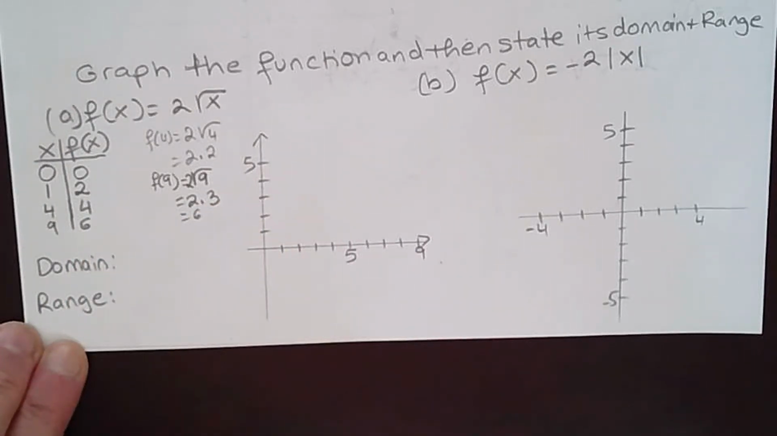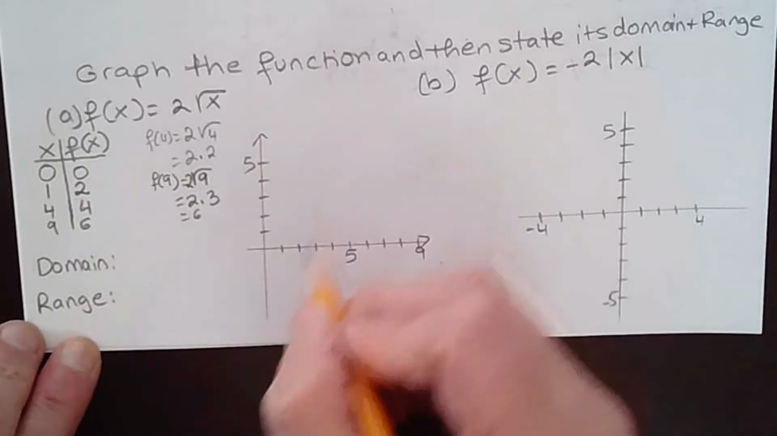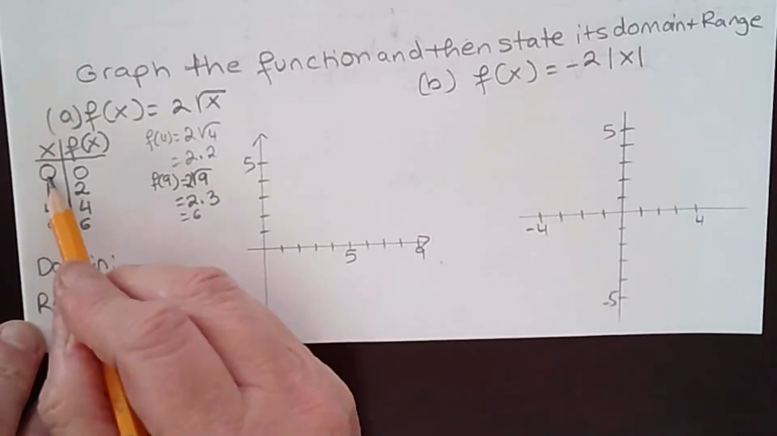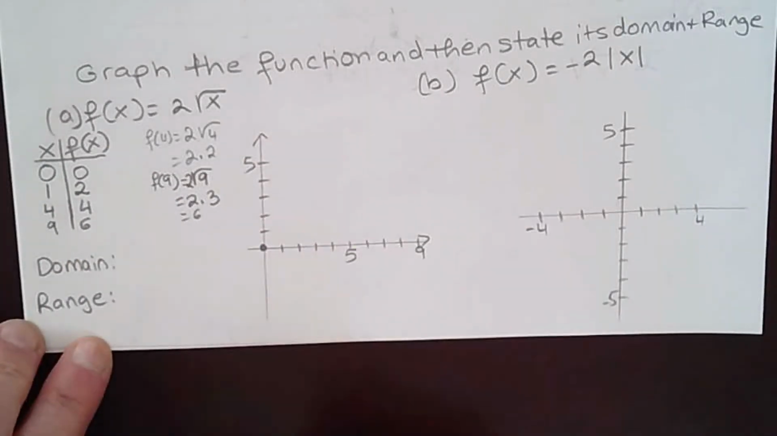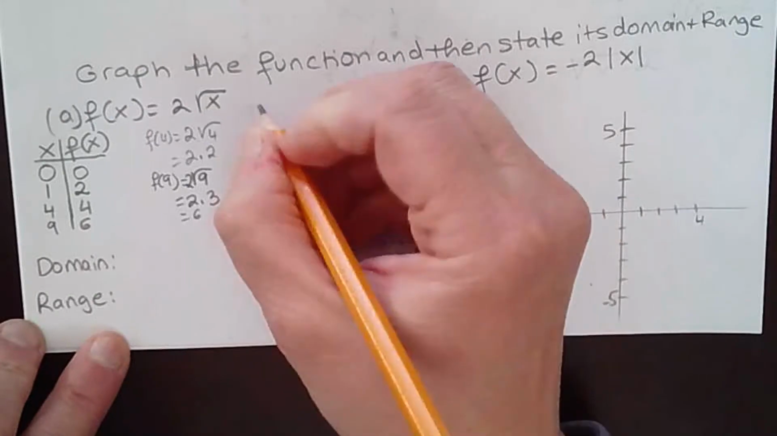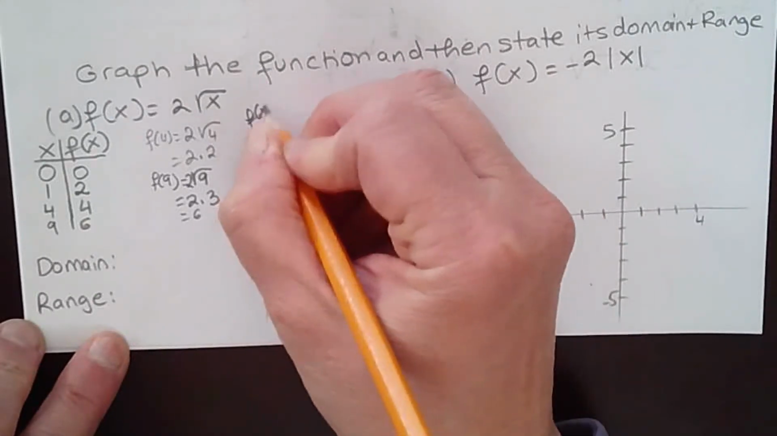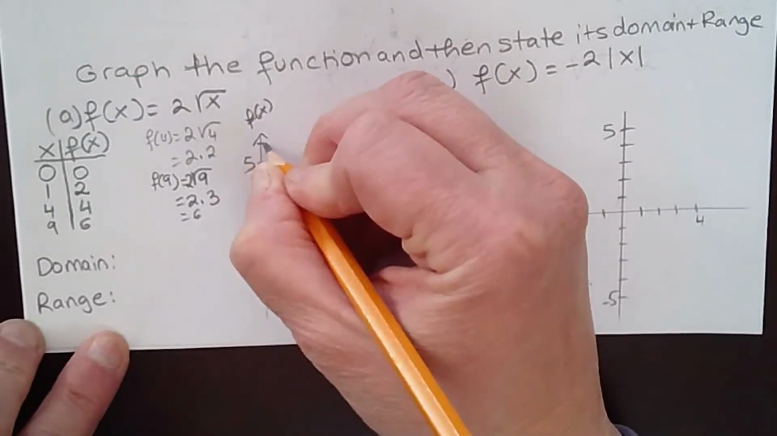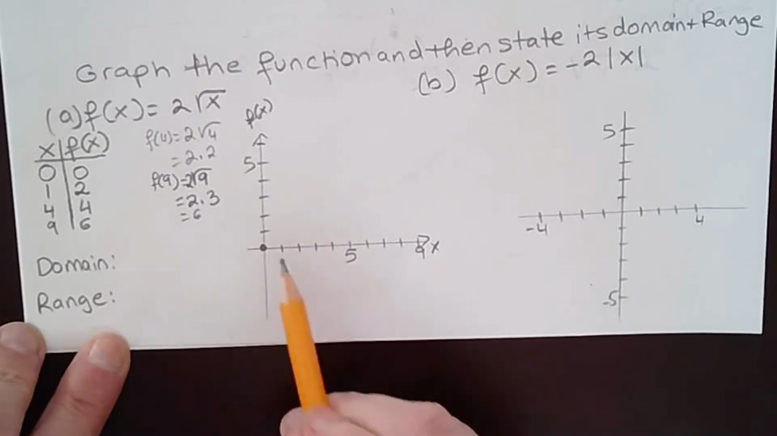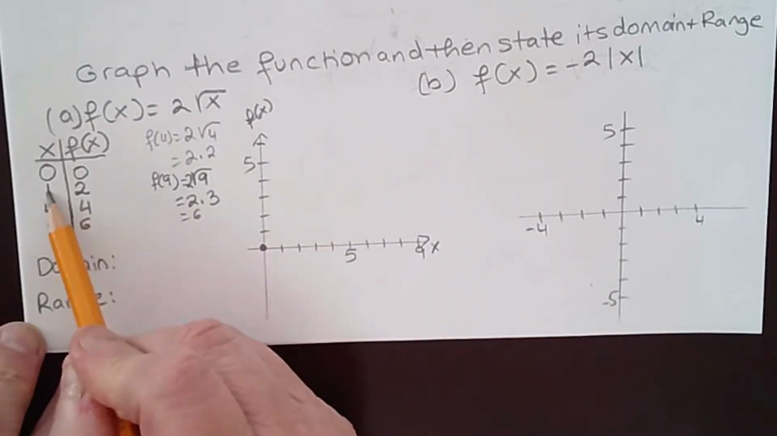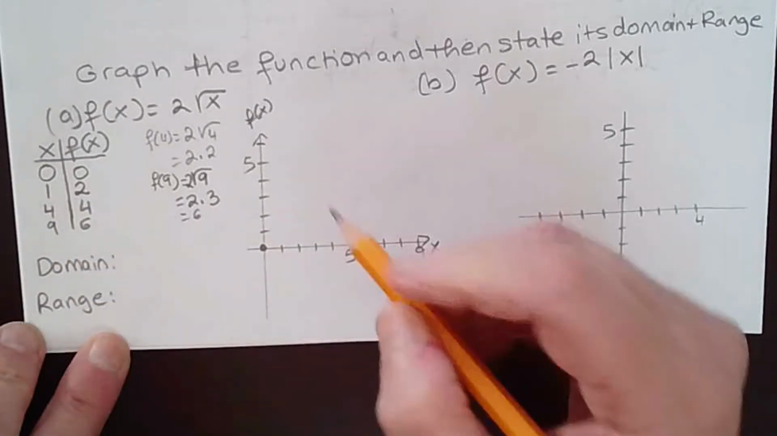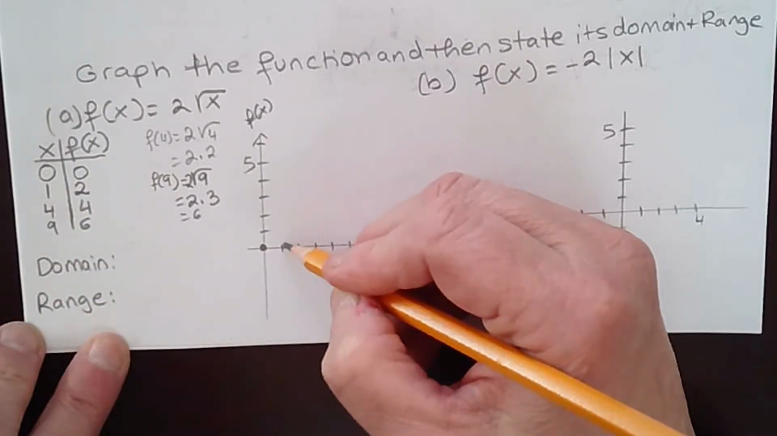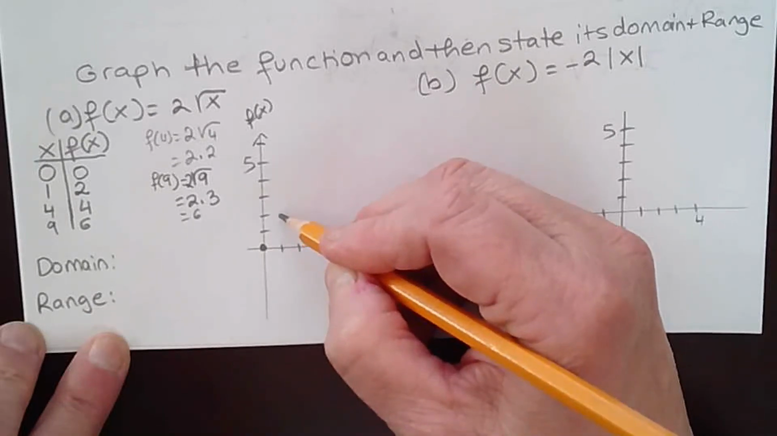Okay, so let's go ahead and graph the function. I have 0, 0. So here is 0, 0. That's the origin. By the way, this is the x-axis, and this is f of x. Now, when x is 0, y is 0. When x is 1, f of x is 2. Here's my second point.